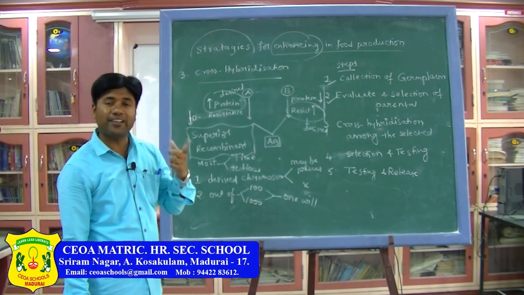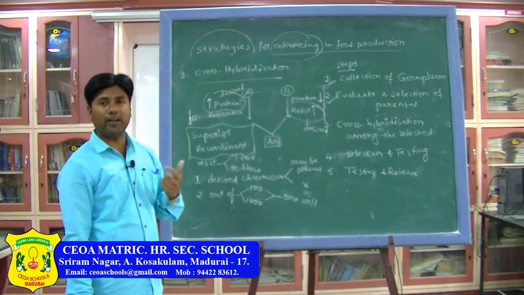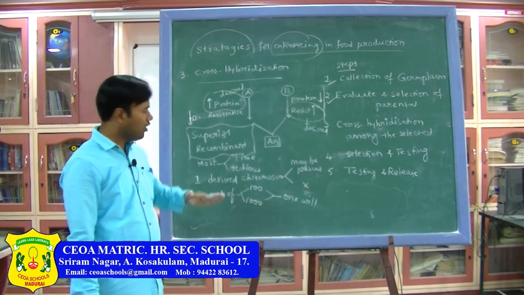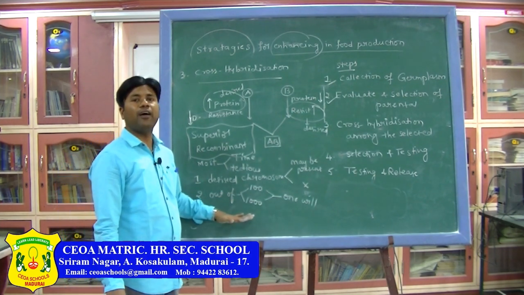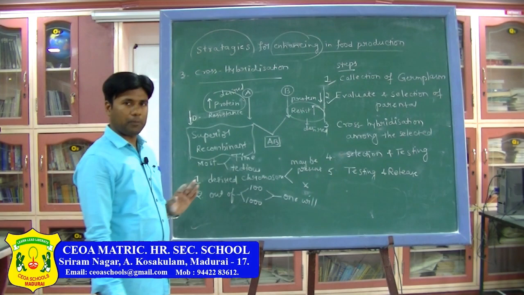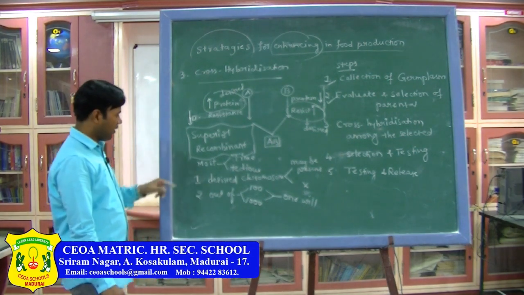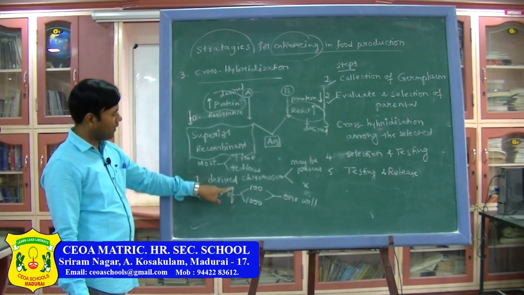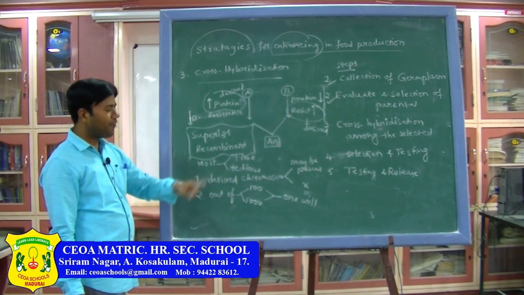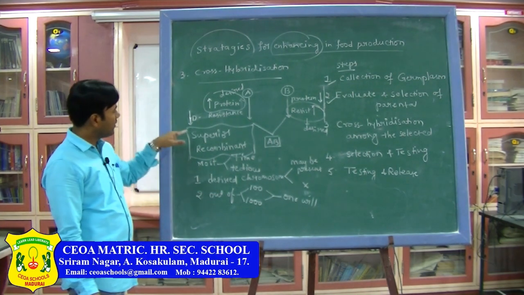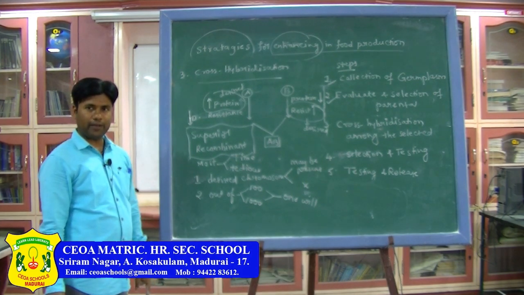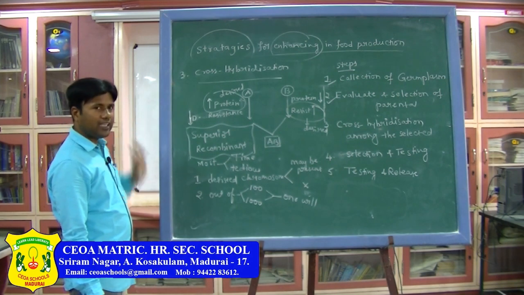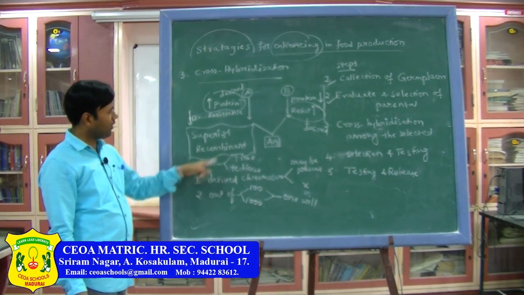When it occurs naturally, I am talking about naturally, we cannot say 100% superior recombinant production. Okay. Then here chromosome may be present or absent. Out of 100 or 1000, only one will possess this superior recombinant. Okay. So due to the above reasons, cross hybridization is time taking and tedious.